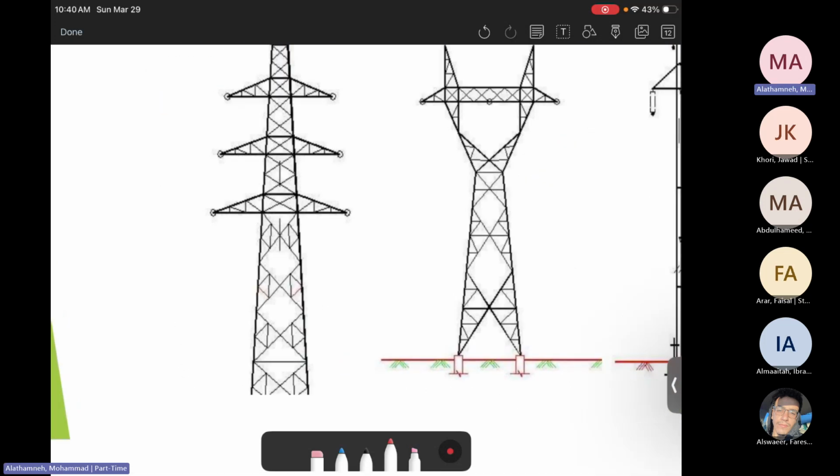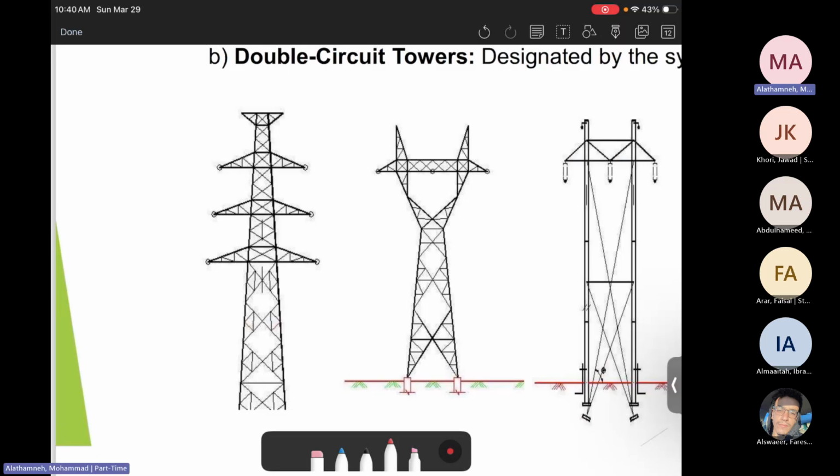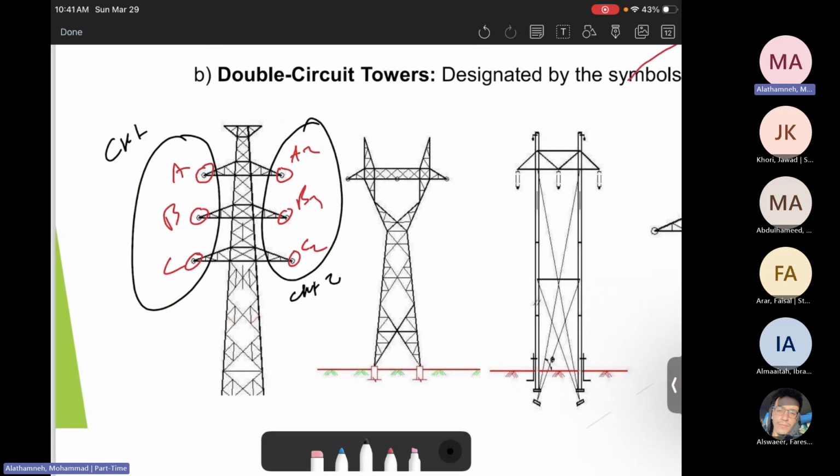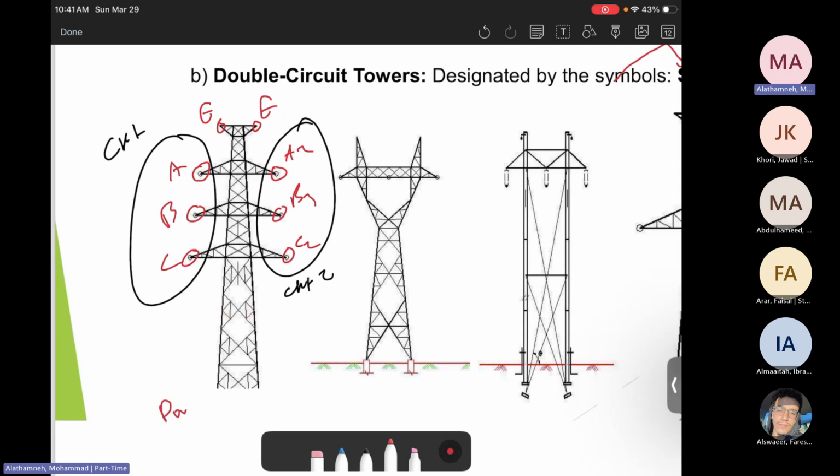So look at this tower. When you look at it, there is conductor phase A, phase B, phase C, and here is another A2, B2, C2. So we can say this is circuit 1 and this is circuit 2. Therefore, this tower is double. And by the way, here is earth, and here is earth. So this is double. The vast majority of our power lines are based on double.